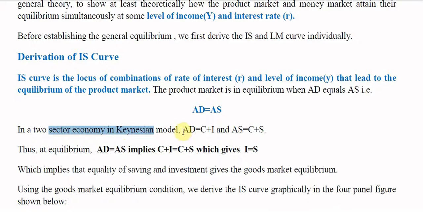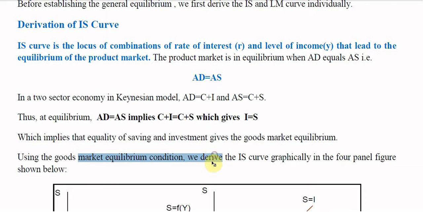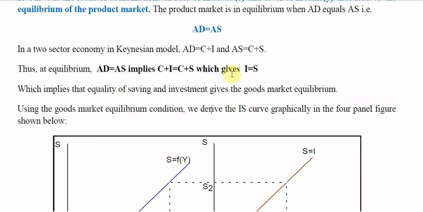In a two-sector economy, total demand is equal to the sum of consumption expenditure C and investment expenditure I, and the aggregate supply is the total production that is either consumed or saved. Thus, for equilibrium, demand equals supply implies that C plus I equals C plus S, which implies investment must be equal to saving. So, for goods market equilibrium, the aggregate demand equals aggregate supply condition can be rewritten as the equality of saving and investment. Under this approach, we derive the IS curve using the following 4-panel figure.